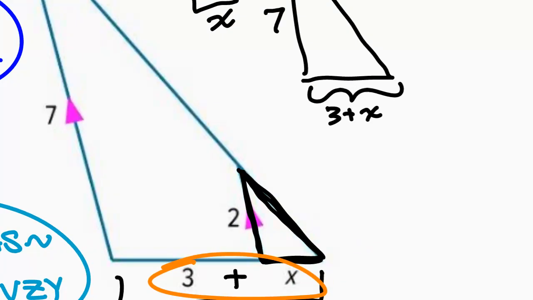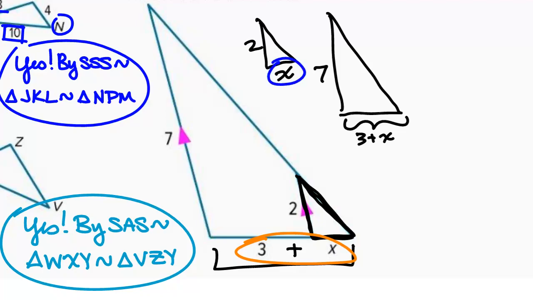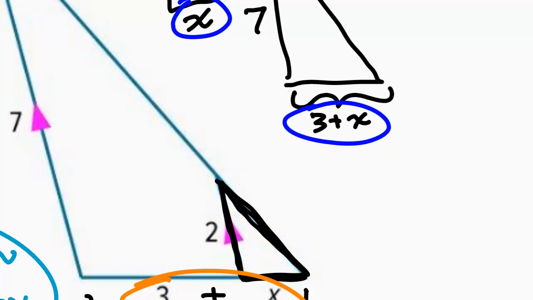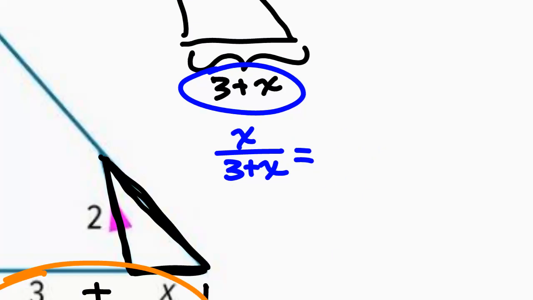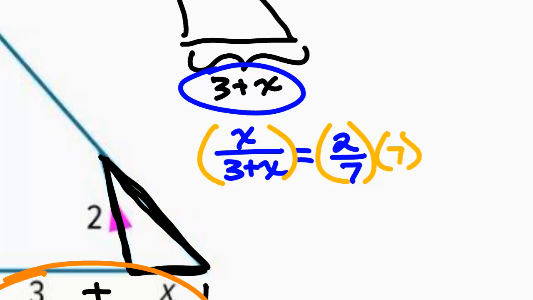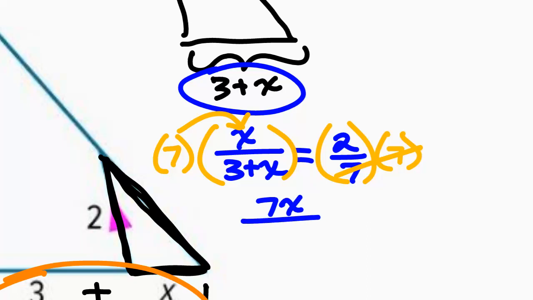So then our proportion of sides, x would correspond to 3 plus x. So I would have x over 3 plus x is equal to, and then this would be my other proportion, 2 over 7. Then we multiply to get rid of our fractions. So I'd multiply both sides by, it doesn't matter which denominator I select first, so I'm going to multiply by 7. That only distributes up to my numerator. So I would have 7x over 3 plus x equals 2.